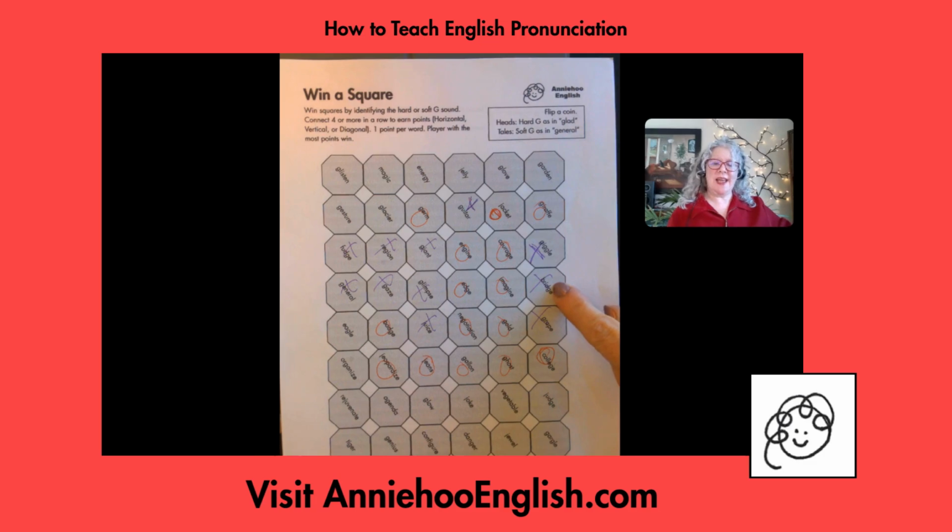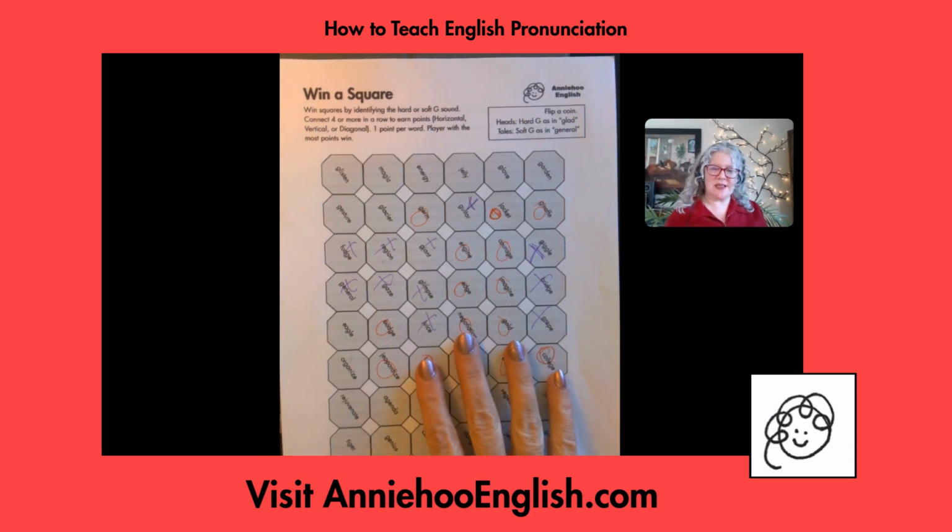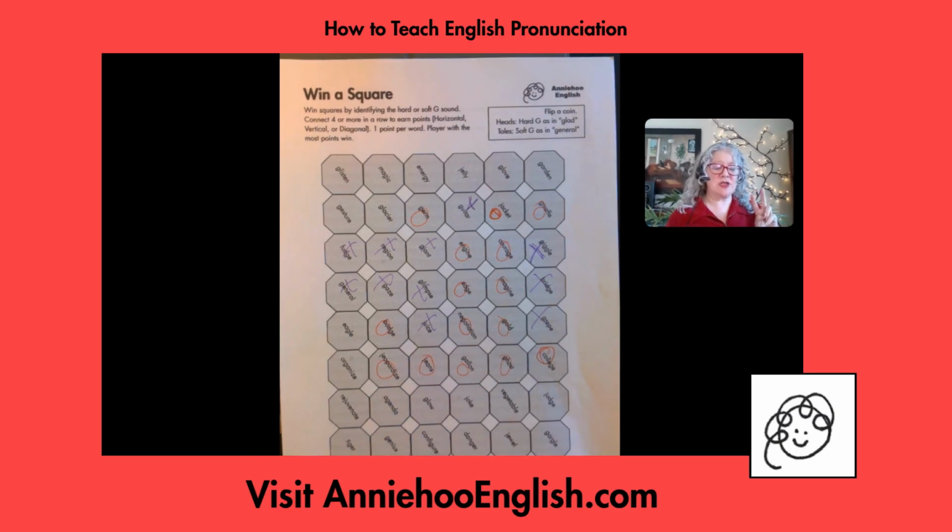Again, you could just make a grid and put in your own words to practice. You can use any combination of sounds you want to do. For this kind of game, you have to have just two types of sounds. The last game I showed you, you can have several. You need six, actually, to use the dice. But with Win a Square, you can only have two sounds because they have to pick one for heads and one for tails.